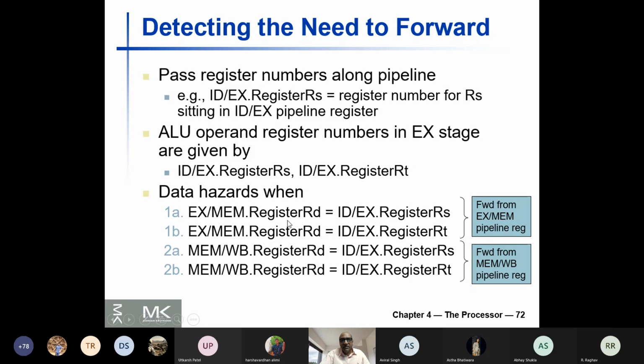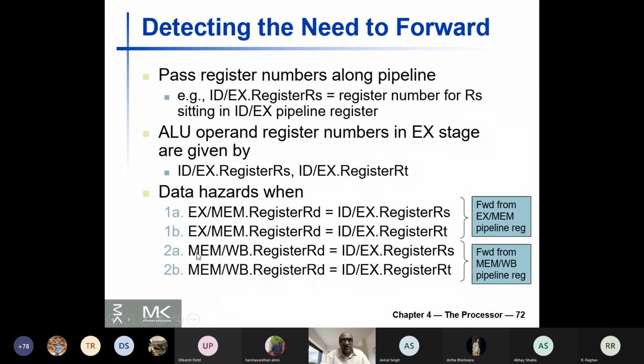Suppose the destination register is equal to one of these operands. Then you can say that the hazard has happened here, that is, between just the previous instruction and the next, the two consecutive instructions. And if this other condition is satisfied, it means that there is a hazard between two instructions which are separated by one more instruction, right?